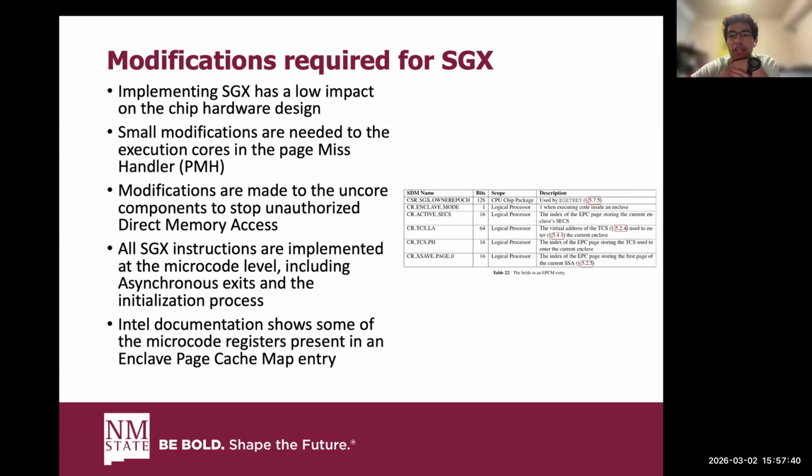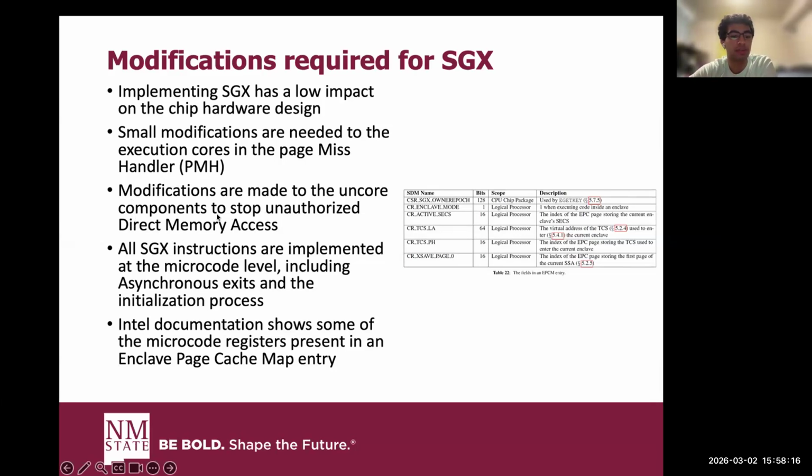So this just has to do with allowing the address translation that we've talked about in some of the prior classes to actually occur by making these changes inside of the page miss handler. Modifications are made to the uncore components to stop unauthorized direct memory access, which we'll talk about more in the next couple slides. Uncore components are caches, memory controllers, and things of that nature for reference. All SGX instructions are also implemented at the microcode level, including asynchronous exits and the initialization process, which occurs after launch enclaves have begun their enforcement of the policy.